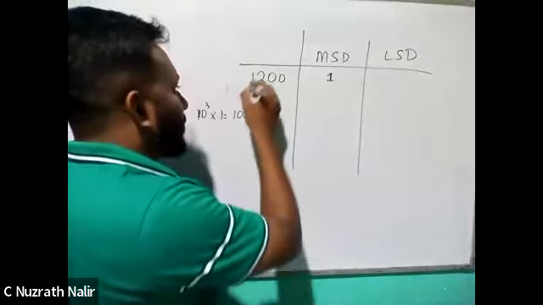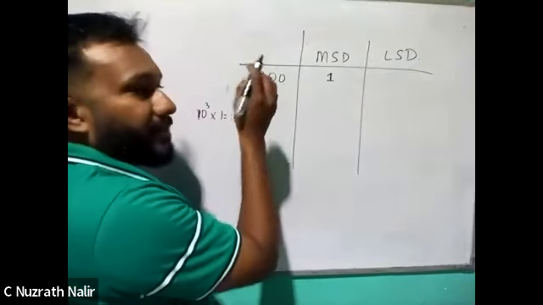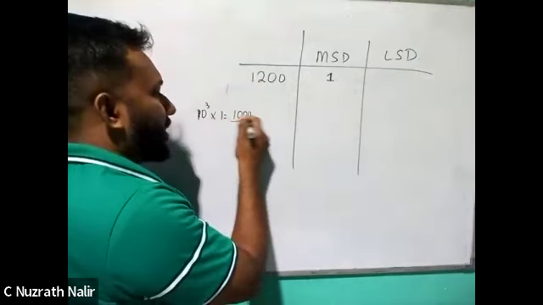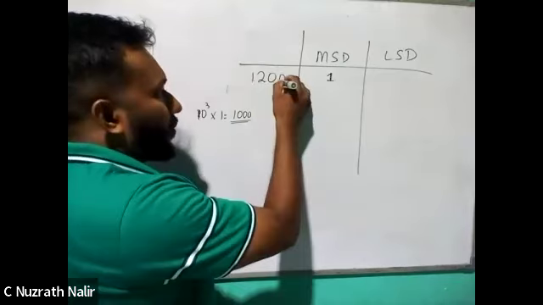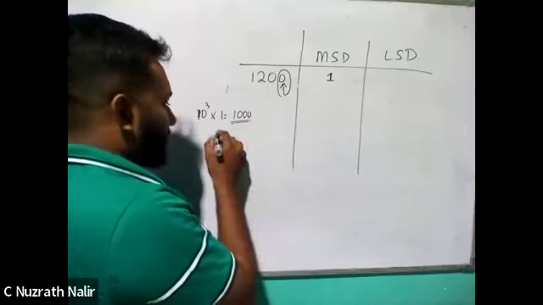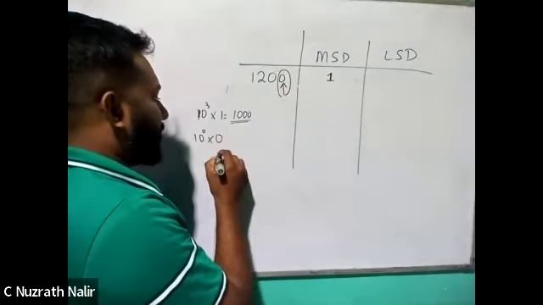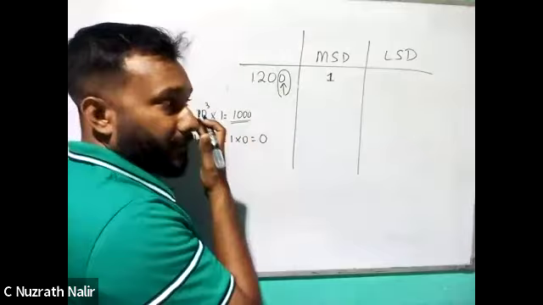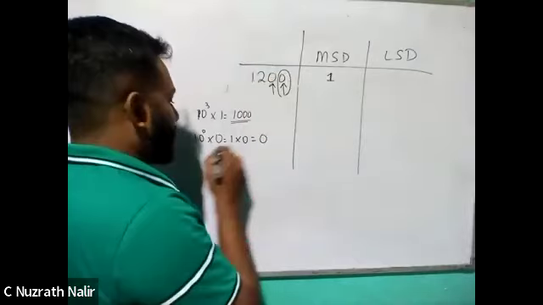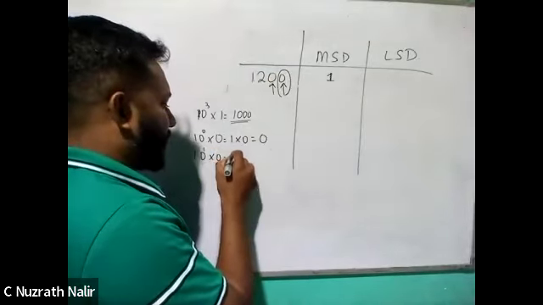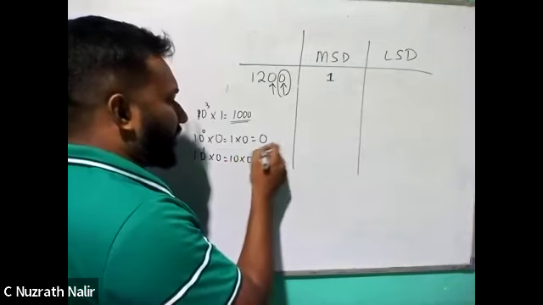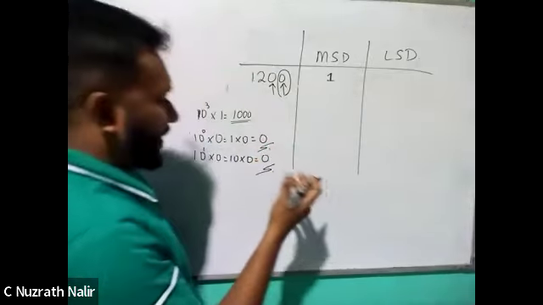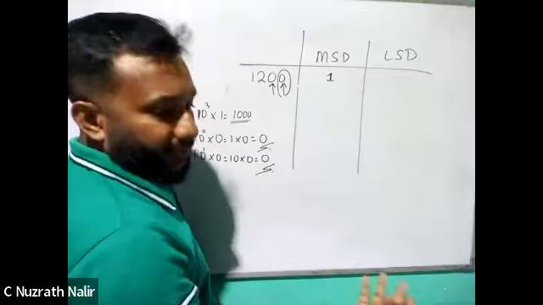Fine. First we took this 1. What is the place value of that 1? 10 to the power 3 into 1, which is equal to 1000. But now this 0 into 10 to the power 0 equals 1 into 0, which is 0. No value. And for this one also, 10 to the power 1 into 0 equals 10 into 0, which is 0. No value. Therefore, we cannot take the least significant as a 0 because there is no value.